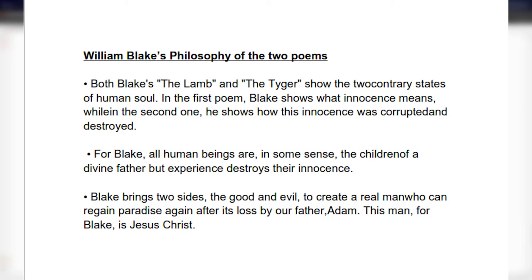In the first poem, Blake shows us what? Innocence. The soul is innocent, of course. While in the second one, he shows us how this innocence was what? Corrupted and destroyed. My goodness. What corrupts the soul? What destroys the soul? Tell me. As I told you, that's why he's called somehow insane or somehow lunatic. He tells us the experience corrupts the soul.